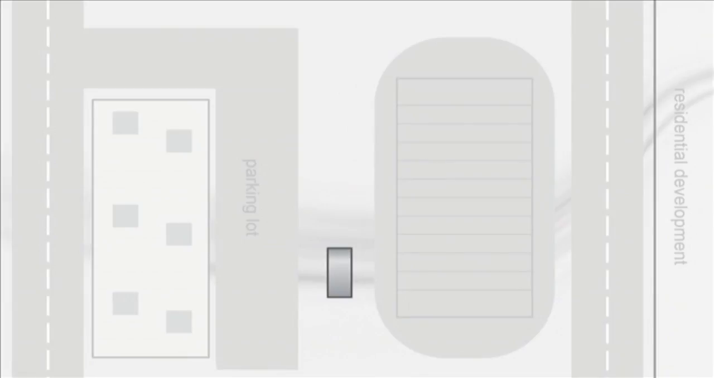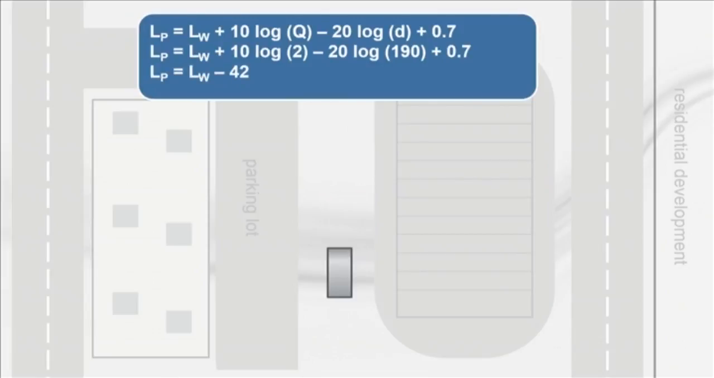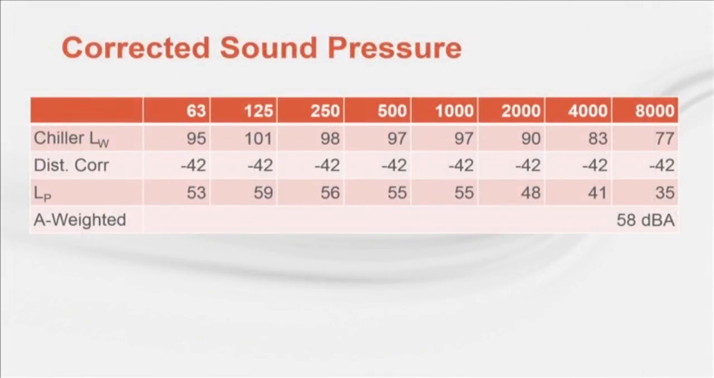So let's use this in our example. Since the chiller is on a flat plane, the Earth, we'll use a directivity factor of 2 and compute the correction with a distance of 190 feet. Plugging the numbers into the equation tells us the sound pressure at this distance is 42 decibels less than the sound power. The result is applicable to all octave bands. We simply subtract the correction from the octave band sound power data, and the result is a distance-corrected sound pressure. You can see this in the 3rd row of the table. When the computed sound pressure is A-weighted, the result is 58 dBA, which is slightly higher than the lot line requirement. Let's come back to this later.